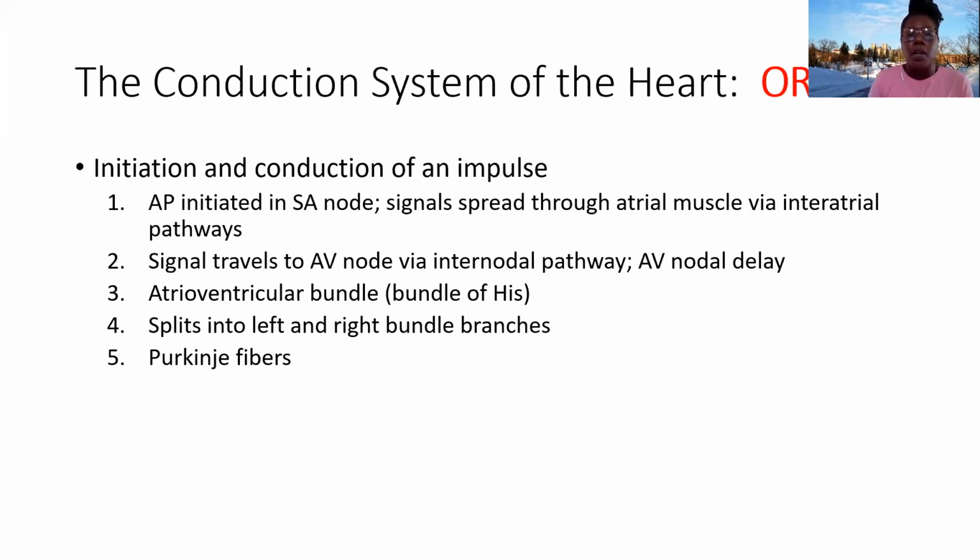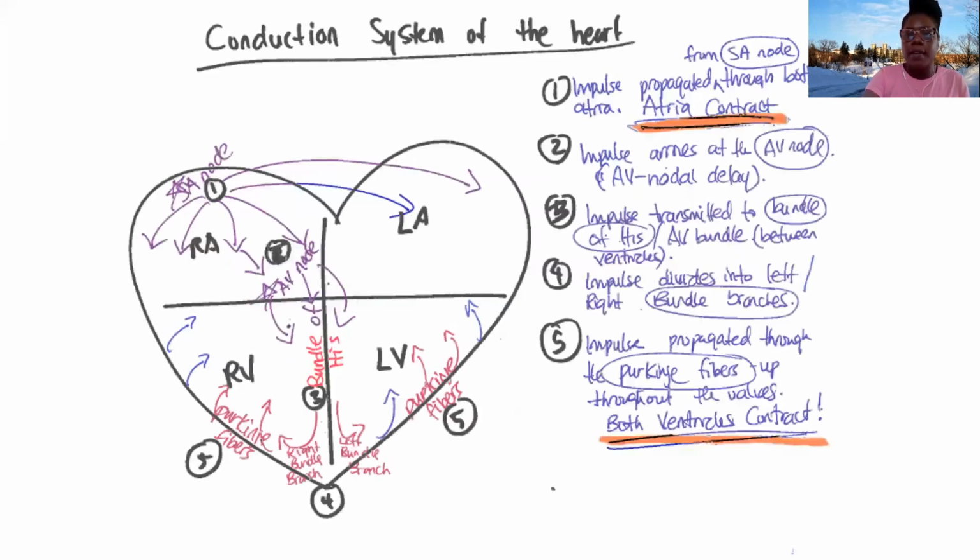Then the electrical impulse gets down to the atrioventricular bundle, which is also called the bundle of His, that's in between the septum. And then it's going to split off as it gets to the bottom of the septum, and it's going to move to the right and left bundle branches. And then it's going to go up into the Purkinje fibers, and then the ventricles will contract. And this will make a lot more sense as we visually draw this out. So I've got this drawing here that I'm going to walk through.